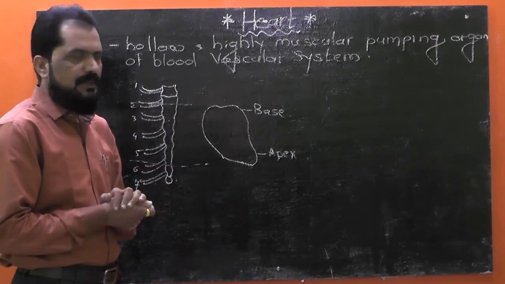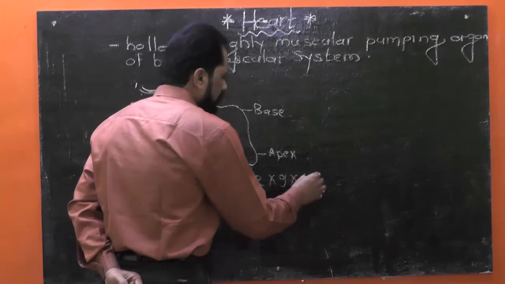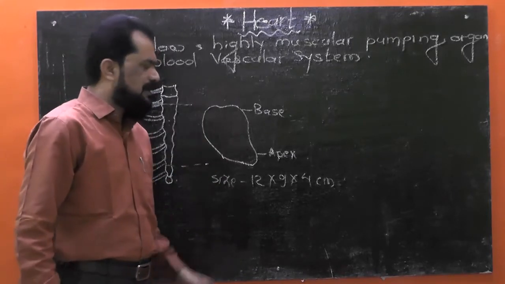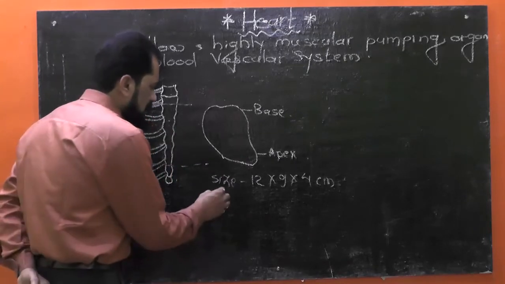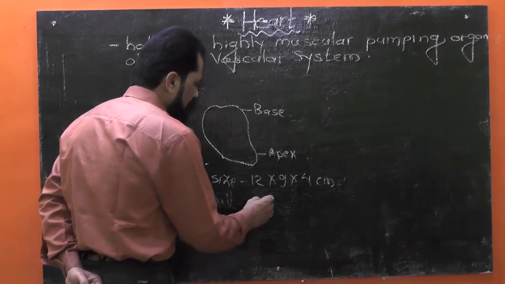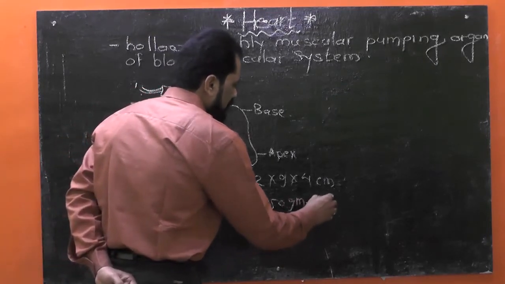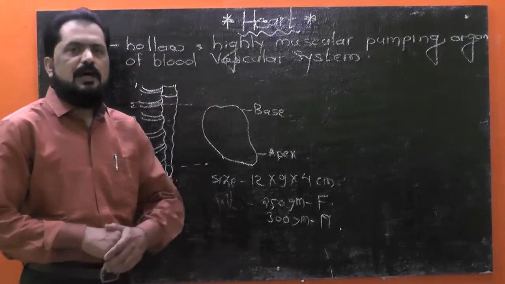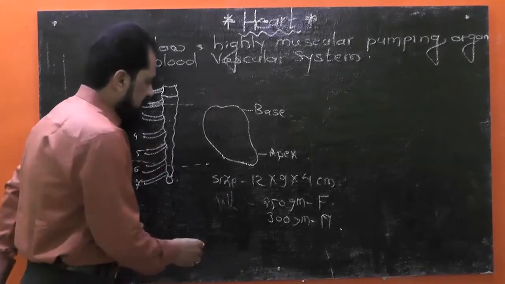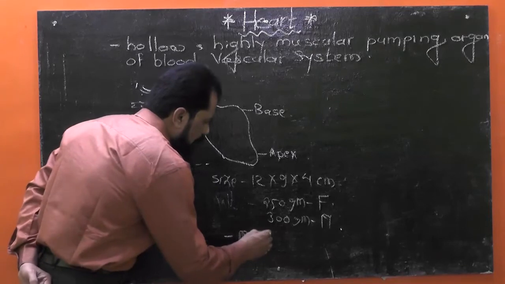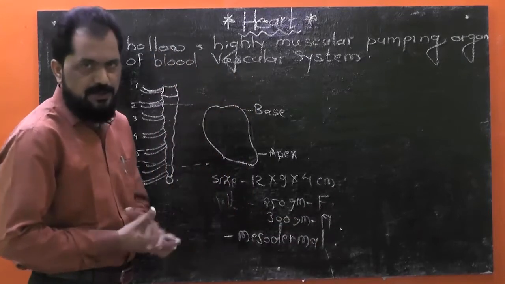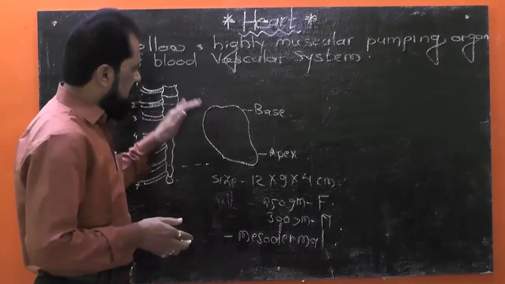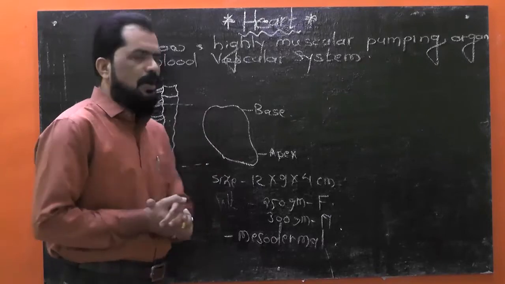Now, we have to study other aspects related to the heart. The size of heart is near about 12 by 9 by 4 centimeter in normal adult human being. That is 12 centimeter in length, 9 centimeter in width and 4 centimeter in thickness. On the other hand, the weight in normal adult human being is 250 grams in female individuals and 300 grams in male individuals. Of course, the heart is reddish brown in its color and the heart is mesodermal in origin. Mesodermal in origin means the heart is derived from the germ layer mesoderm. So here we have discussed about the shape, size, color, weight, position or location of heart.